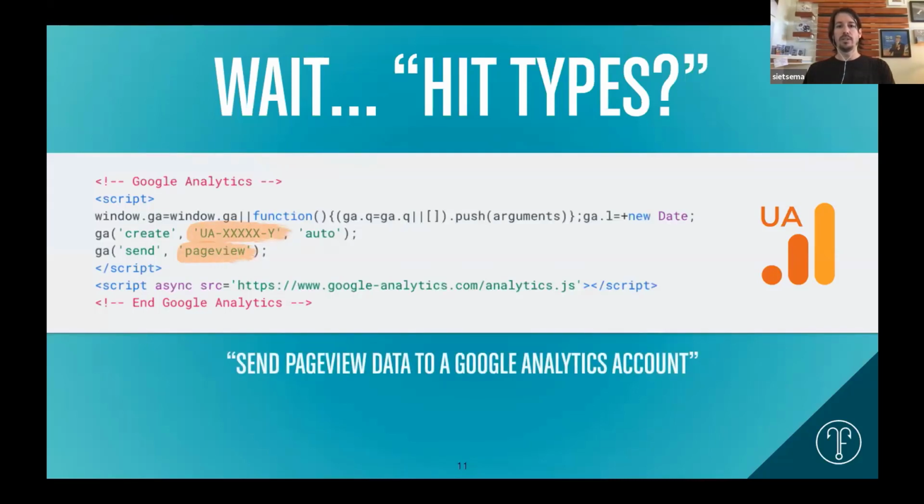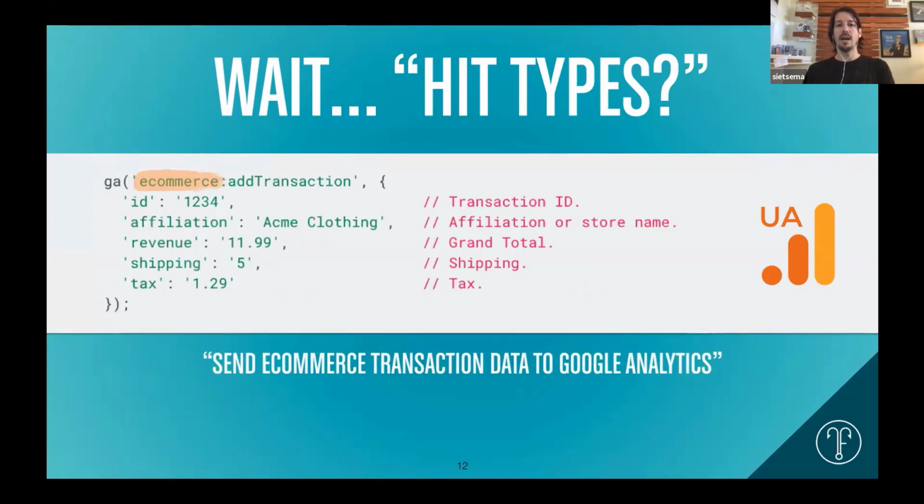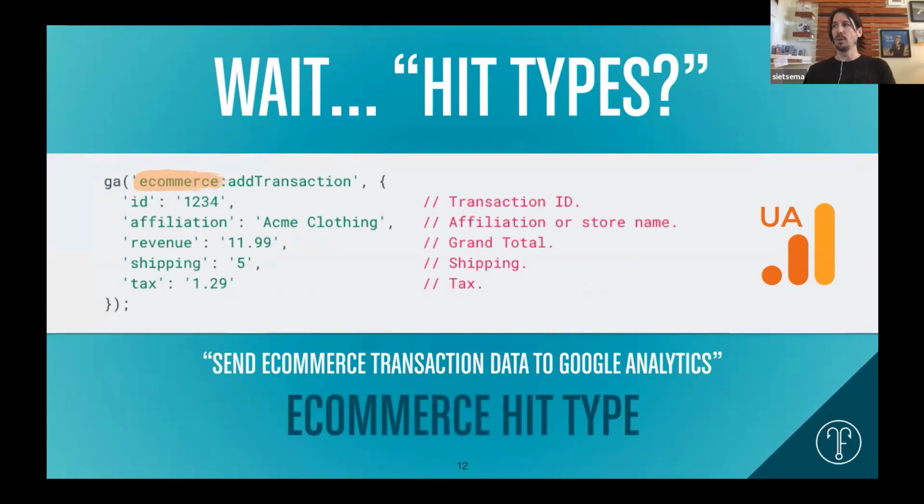Just another one real quick, just so we're all on the same page. There's a different tracking code for e-commerce with Universal Analytics. There it is, the e-commerce. And all this is saying is, hey, Google, send e-commerce transaction data over to Google Analytics so I can analyze how many products were purchased and how much they were purchased for, what sources provided those transactions, et cetera, okay?